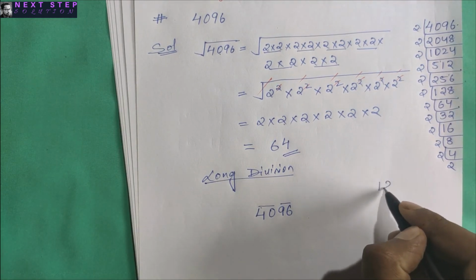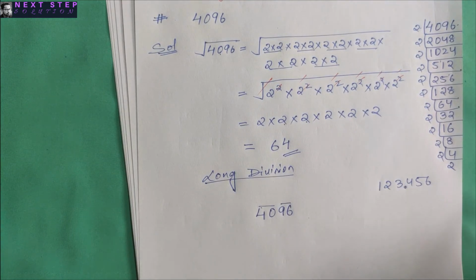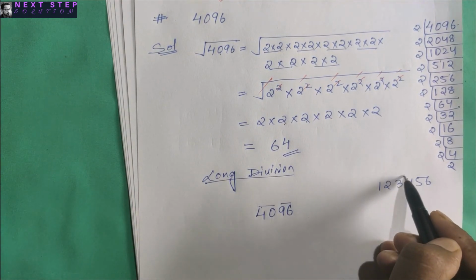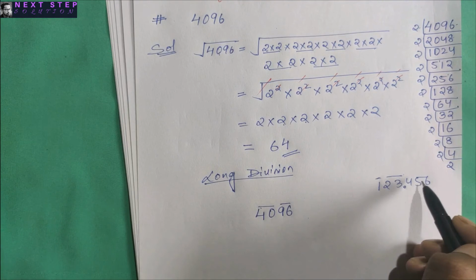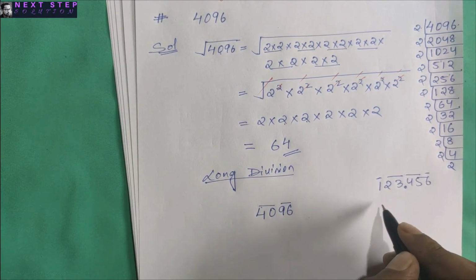Suppose the number is 1, 2, 3, 4, 5, 6 and the decimal is here. In this case, we start making pairs from here. These two numbers are a pair and this is alone. From here again to the right, these two numbers are a pair and this is alone. Let me show you further.